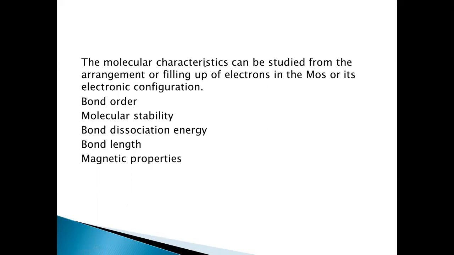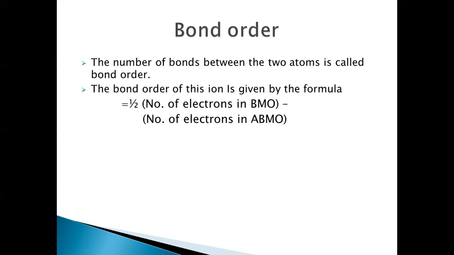So the molecular characteristics like bond order, molecular stability, bond dissociation energy, bond length, and magnetic properties can all be studied by the filling up of the electrons in the molecular orbitals according to their energy. The molecular orbitals are filled with electrons according to energy, based on the principles, that is Pauli's exclusion principle, Hund's rule of maximum multiplicity, and the Aufbau principle. Depending upon the filling up of the electrons, we can study a few of these molecular characteristics.